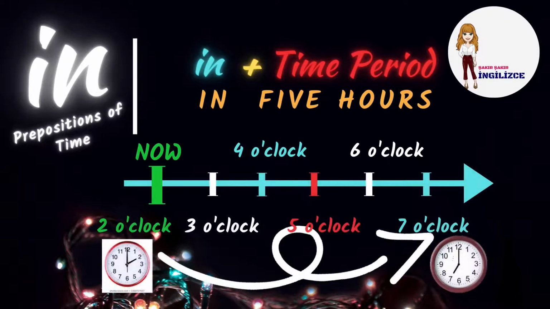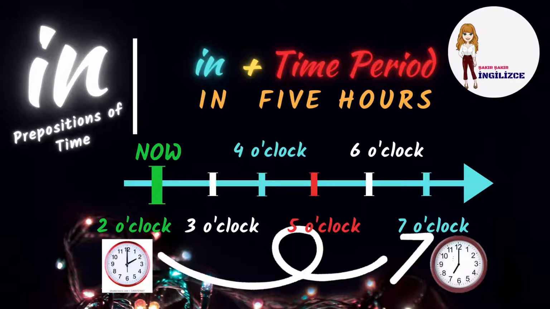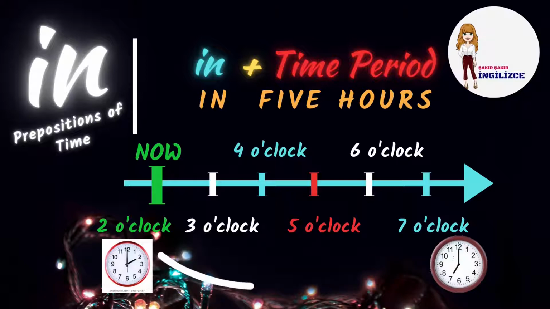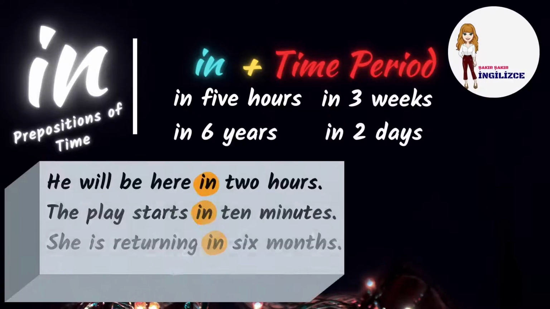If now it's 2 o'clock, and I say I'm going to have my dinner in 5 hours, the point in the future is 5 hours from now. This means I'm going to have my dinner at 7 o'clock.